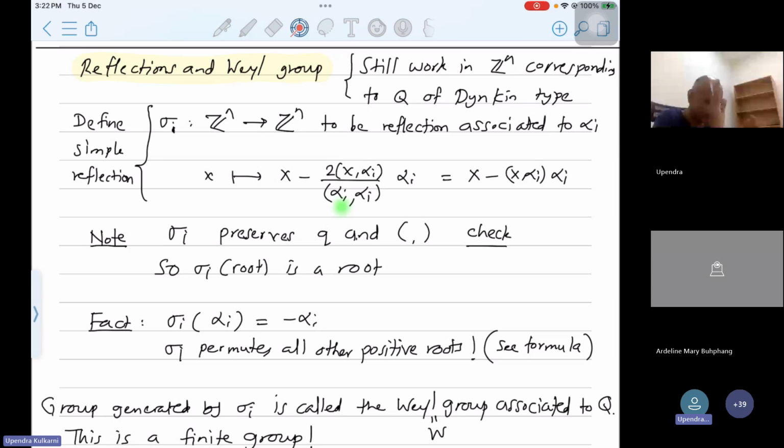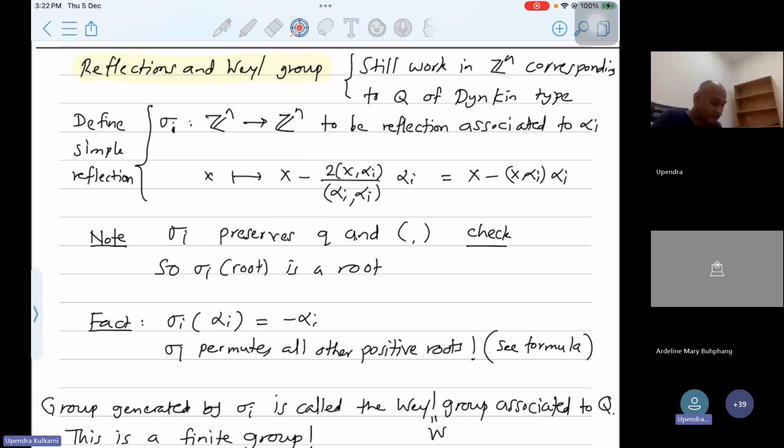Notice one thing: the squared length of alpha_i is 2. So this really is just this formula. However, I wrote this formula because in the Lie algebra course, you are going to see this formula. Over there, it will not be the case that all roots will have the same length. Sometimes roots may come in 2 different lengths. So this is a formula that you should remember. It just boils down to this one.